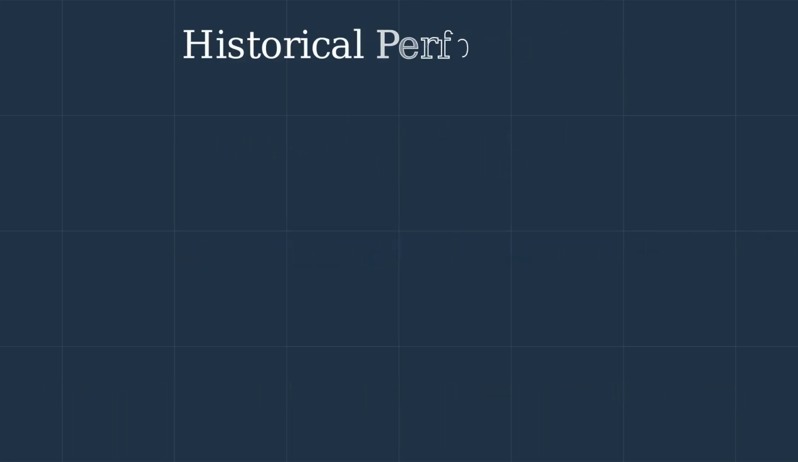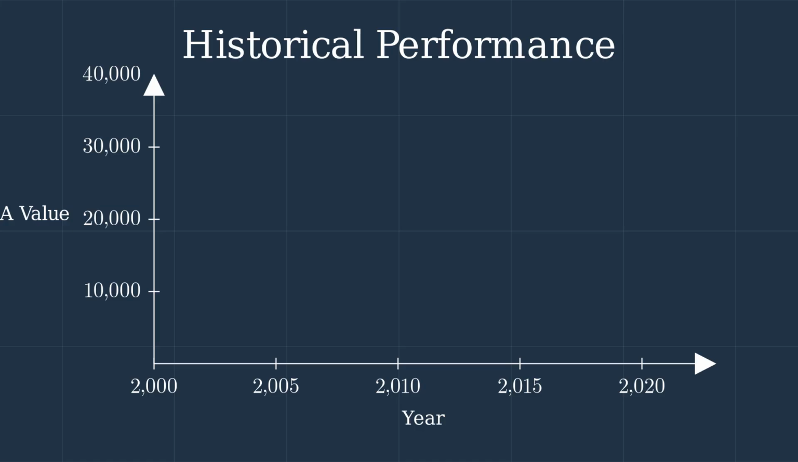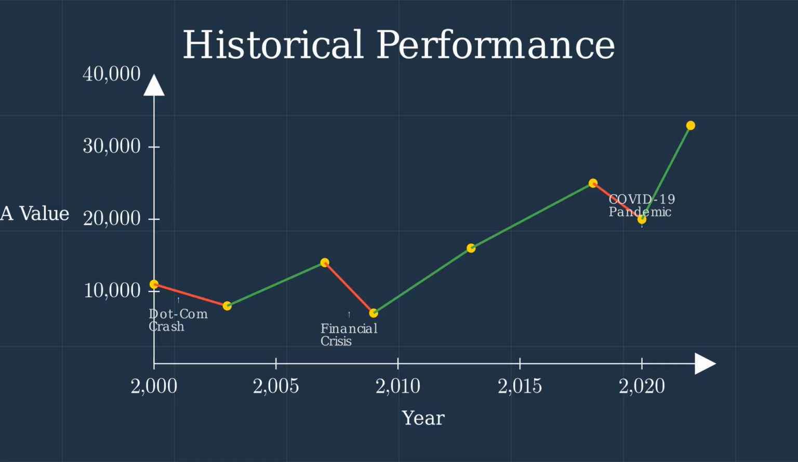Looking at the Dow's historical performance, we can see the index has experienced significant growth, but also notable volatility. Major events like the dot-com crash, the 2008 financial crisis, and the COVID-19 pandemic caused sharp declines, but the index has generally trended upward over time. Several key events have shaped the Dow's trajectory over the years, including market crashes and economic downturns.